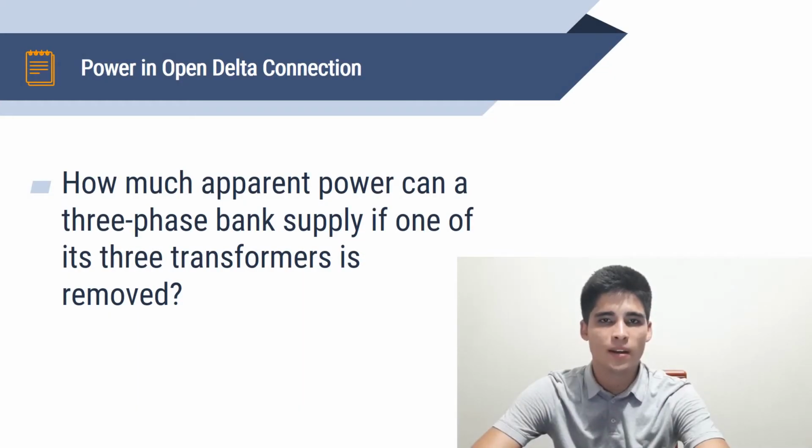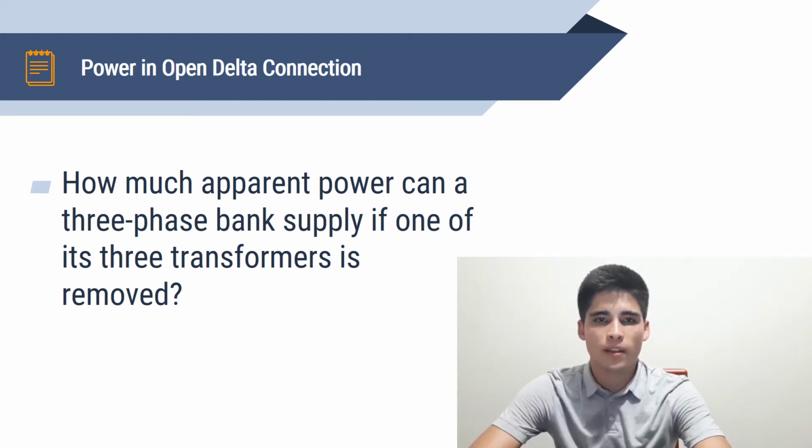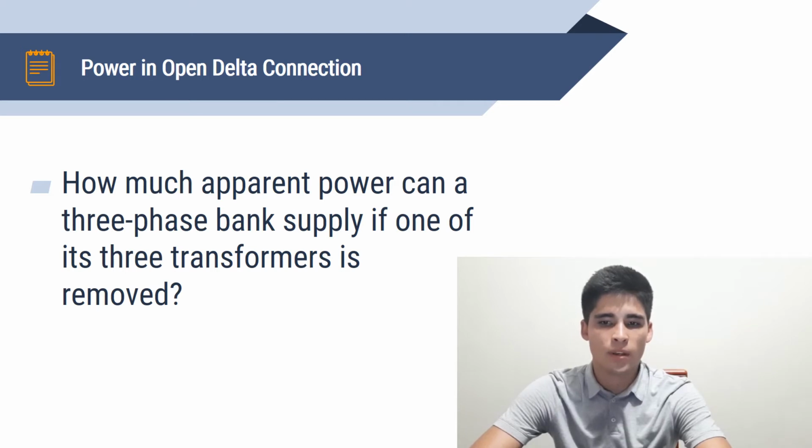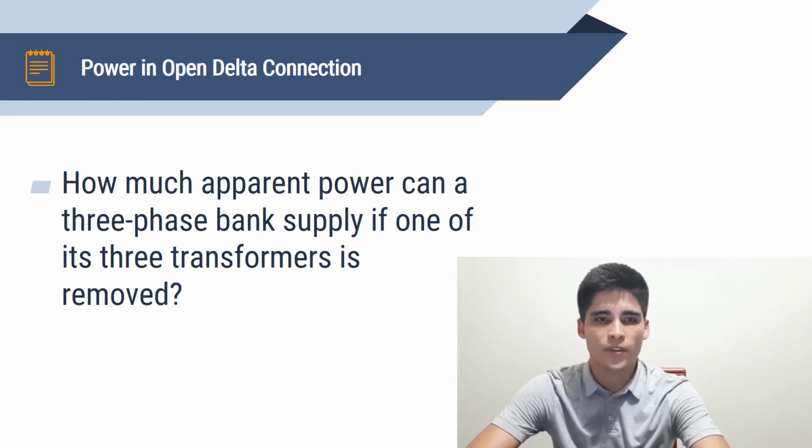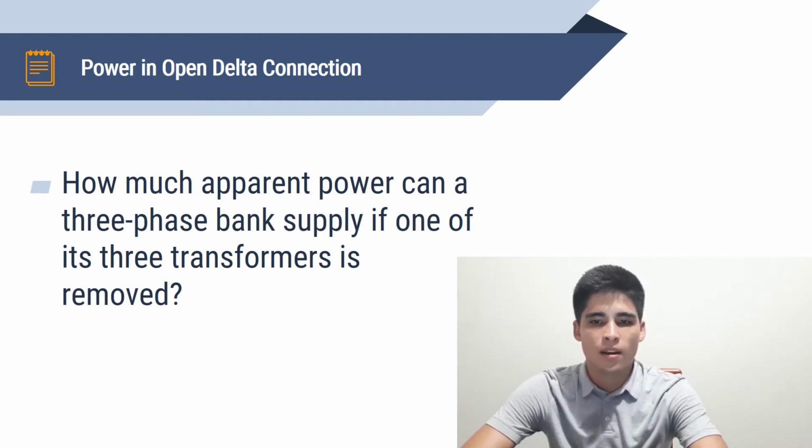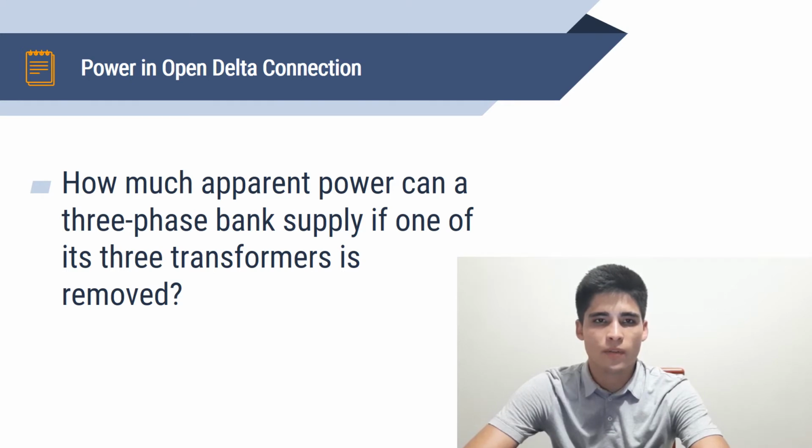Hello, I'm Darling Herrera and today we talk about the power in open delta connection. How much apparent power can the bank supply if one of its three transformers is removed? In principle, it seems that it could supply only two thirds of its apparent power since only two of the three transformers are operating. But it's not that simple, so we have to resort to the analysis of the connections and check what happens when a transformer is removed.